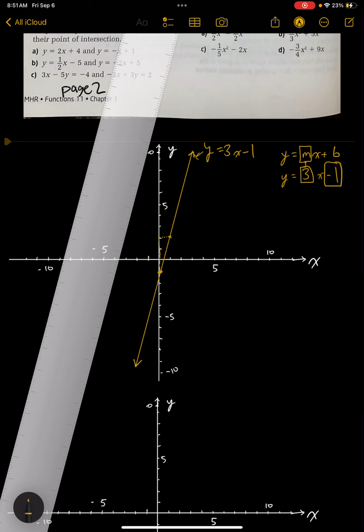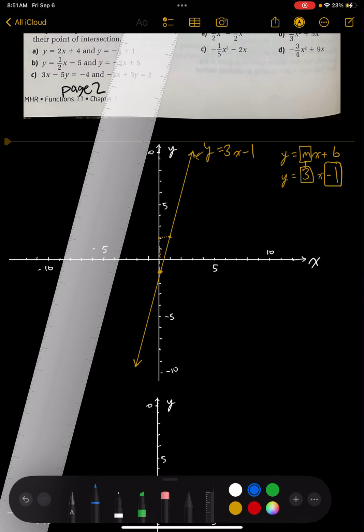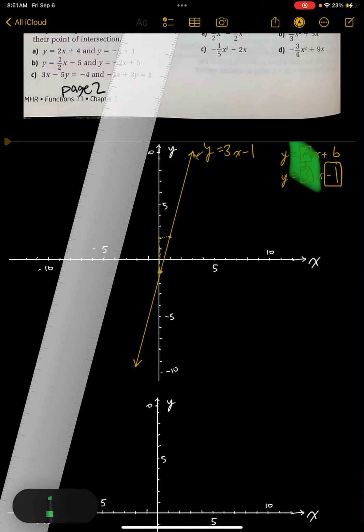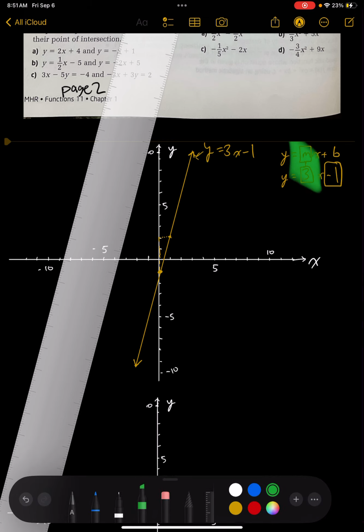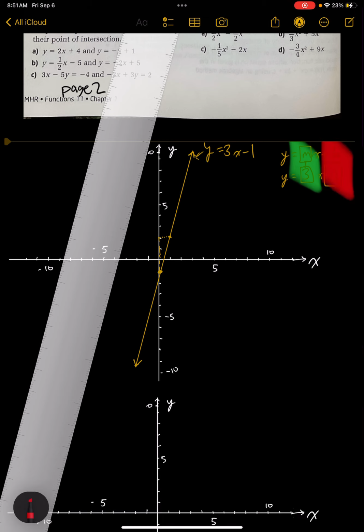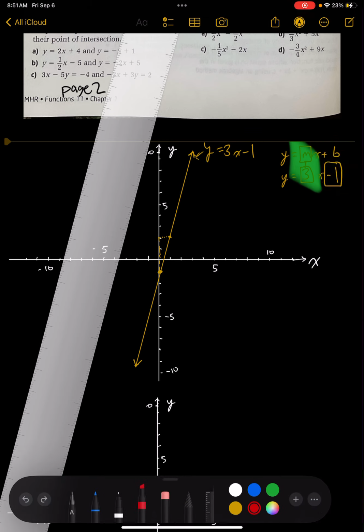Okay, so to review, what did we do? We looked at the slope, which is m, and we looked at the y-intercept, which is b. It's a little too dark.